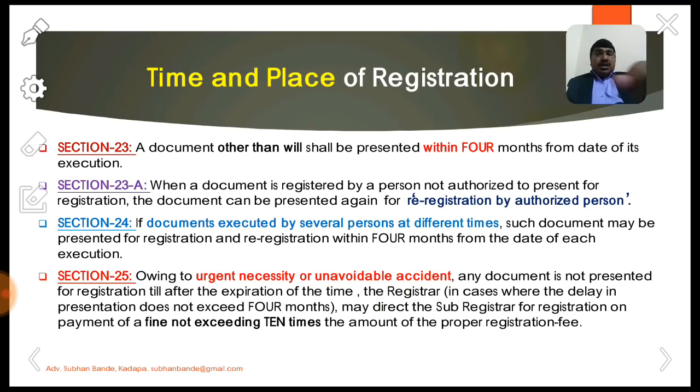Next, according to section 25, owing to urgent necessity or unavoidable accident, if any document is not presented for registration after expiry of the period of time, the registrar, in case where the delay in presentation does not exceed 4 months, may direct the sub-registrar to register on payment of a fine not exceeding 10 times the amount of proper registration fee.